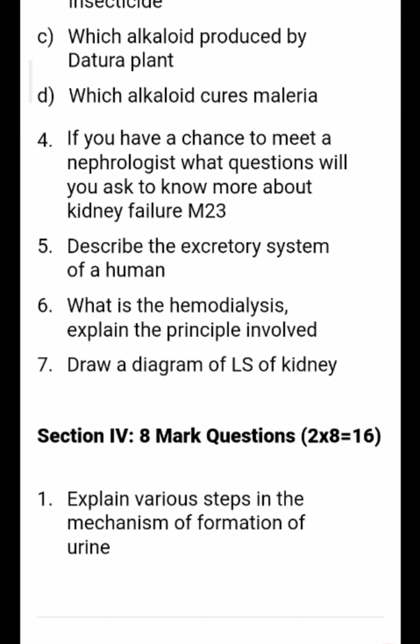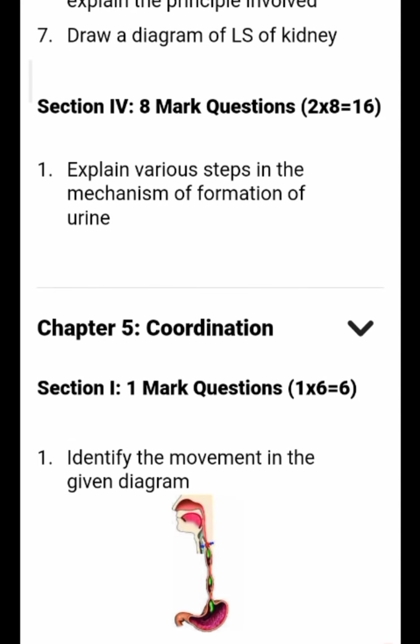What is hemodialysis? Explain the principles involved. Next, draw a diagram of LS of kidney. 8 marks questions. Explain various steps in the mechanism of formation of urine.